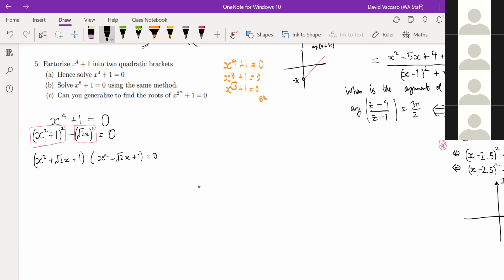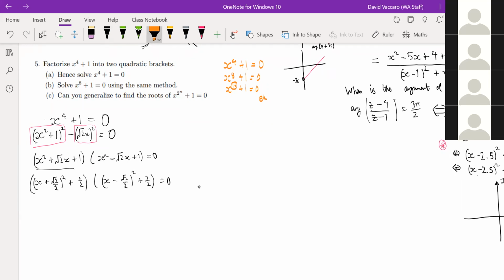Okay, and now we've got two quadratic brackets. Now the two quadratic brackets we can solve by completing the square. So we can write this first one as x plus root 2 over 2 all squared plus a half. And the second one is x minus root 2 over 2 all squared plus a half.